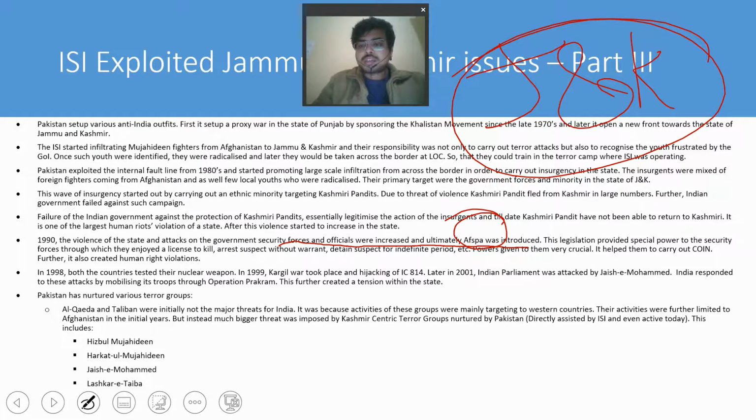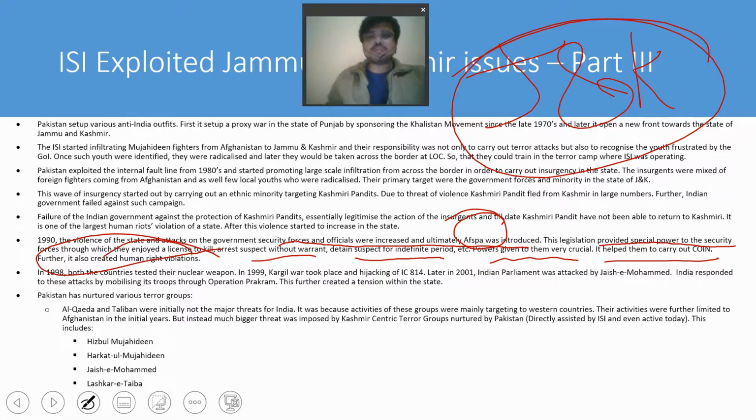This legislation provided special power to the security forces, through which they had a license to kill, arrest suspects without warrant, and detain suspects for an indefinite period, and the powers given to them were very crucial. It helped them counter the insurgency operations. Further, it also created human rights violations. The power given to them was crucial in the sense that they were given the order to shoot. They did not need orders from the government. They were told to just counter the insurgency and do whatever they wanted.